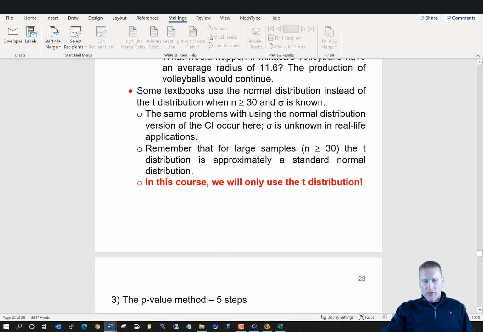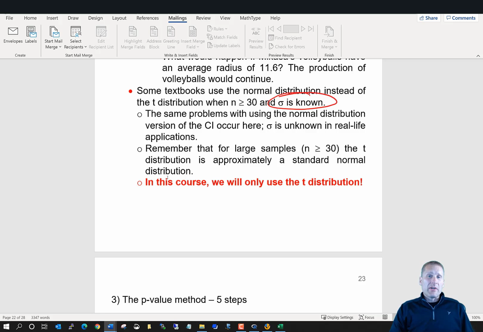Now note that unfortunately some textbooks use the normal distribution instead of the t-distribution when sample size is greater than or equal to 30 and sigma is known. And we've discussed this before, the problem with doing that, and that is sigma is never known in actual application. So that's why we will always work with the t-distribution version of our hypothesis test here.